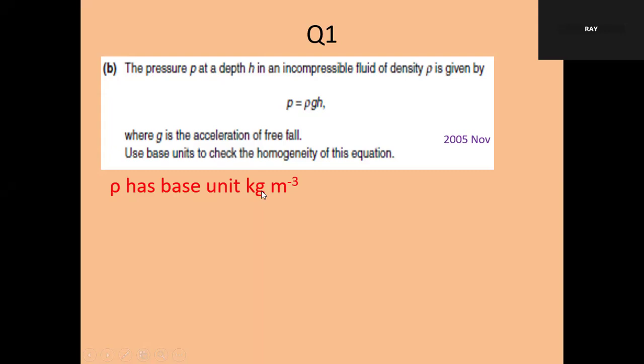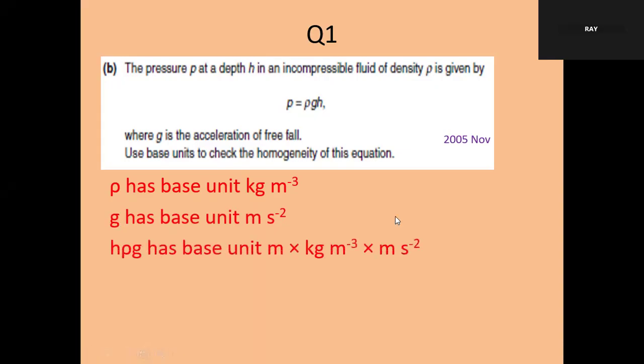Density has a unit there. g. h rho g has a base unit of... right? Okay.